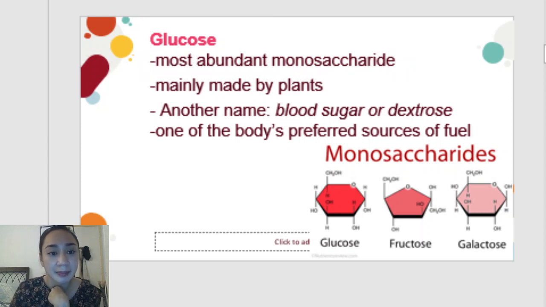They are mainly made by plants and have other names: blood sugar or dextrose. Glucose is one of the body's preferred sources of fuel. That's why, when you have a family member or relative with diabetes, they get their blood glucose checked. It's the body's preferred source of fuel. Another name is blood sugar.